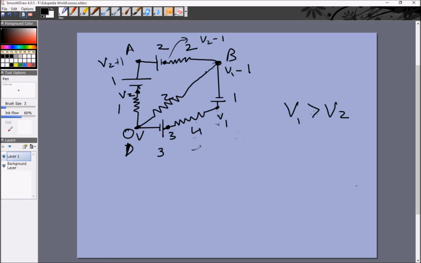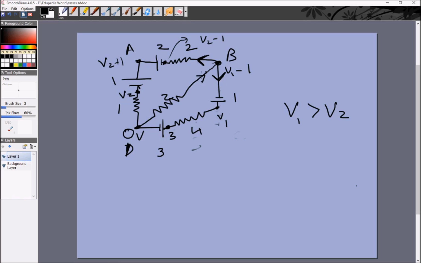So if V1 is greater than V2, then in that case this has a potential of V2 minus 1, this has a potential of V1 minus 1. So this potential is greater than this, so current is flowing in this direction, right? Here we can assume anything. And at this point, because this is a negative terminal, I'll just assume current is flowing in this direction. If current is flowing in this direction, then here current has to be flowing in this direction.